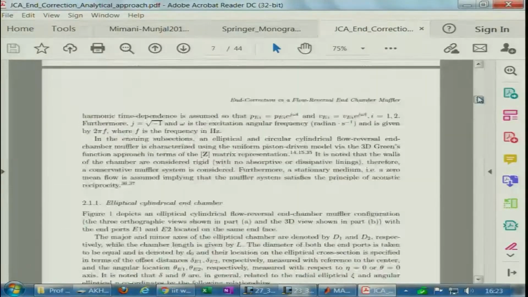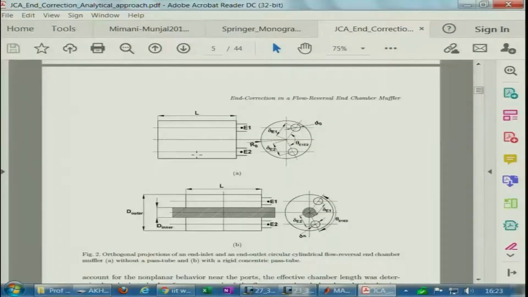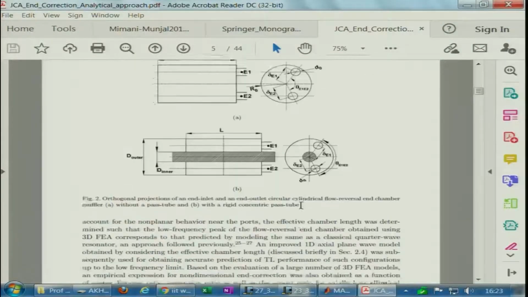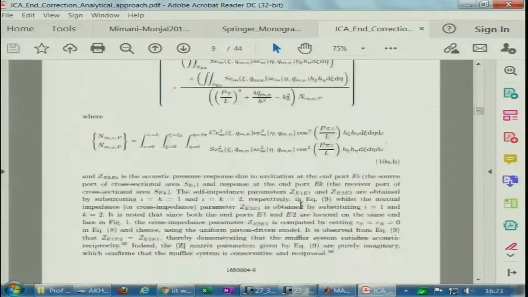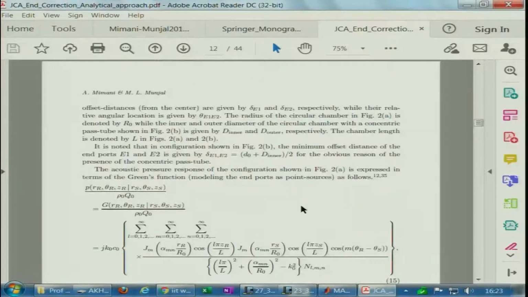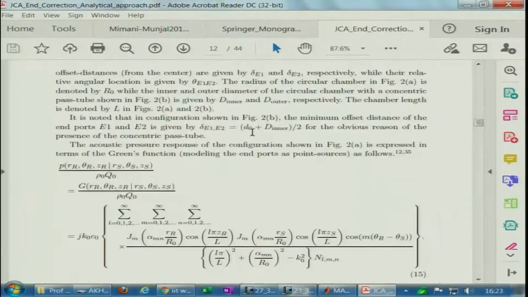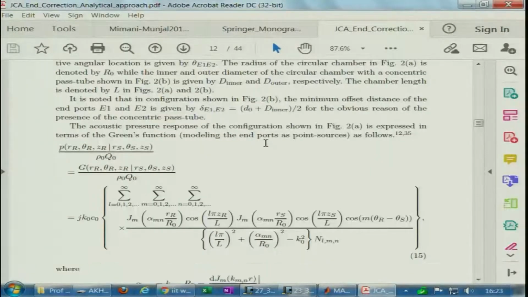So, I guess we can have a look at the muffler configuration. This is an end inlet and end outlet flow reversal chamber. Forget about the pipe, we are not interested in the pipe just yet. We are interested only in the circular cylindrical chamber without a concentric pipe. This is a slightly larger font size of this Green's function.